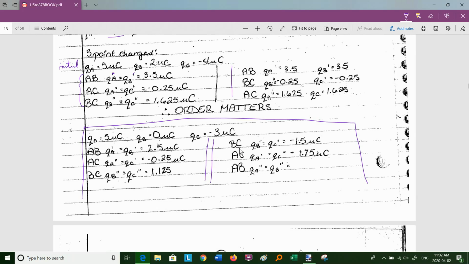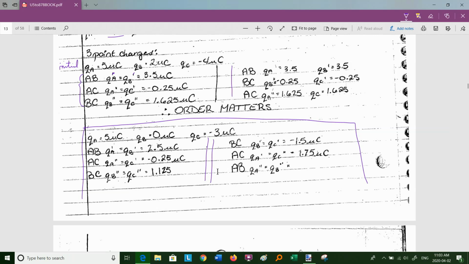Second example, I do B and C together, so I get -1.5 on each. Then the most recent value of B is -1.5, and the most recent value of C is -1.5. Touch that to A, so take the average, 5 and -1.5, so that's 3.5 divided by 2, 1.75 on each. And then touch the A and the B together. So the most recent value of A is 1.75 and of B is -1.5.